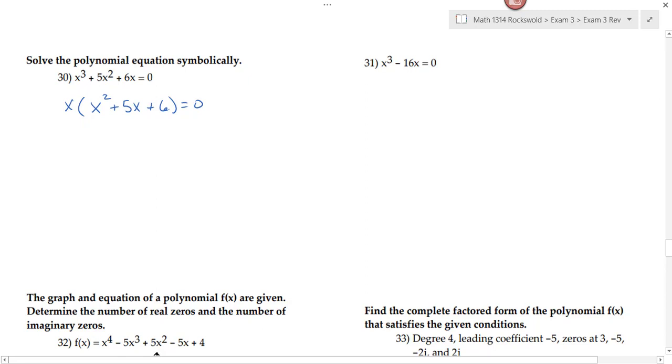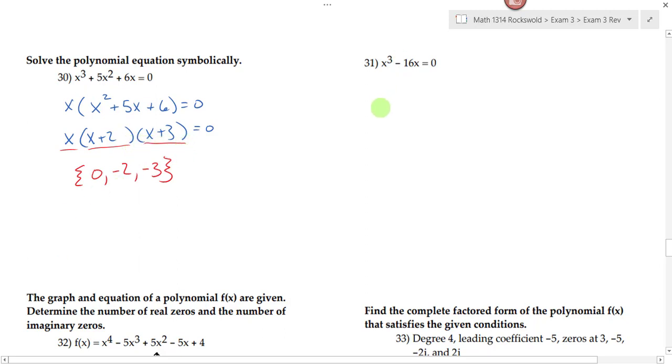Will this factor further? Yes, or I wouldn't have done that, right? So this will be x plus 2 and x plus 3, because 2 times 3 is 6, but 2 plus 3 is 5. My solution here is going to be x equals 0, x equals -2, and x equals 3. And I get those answers by setting each one of these 3 factors equal to 0 and solving for x.